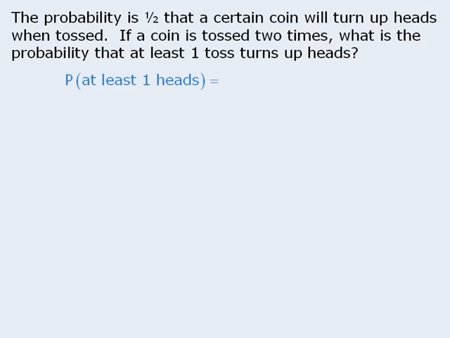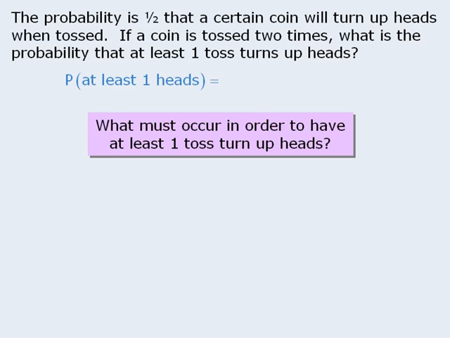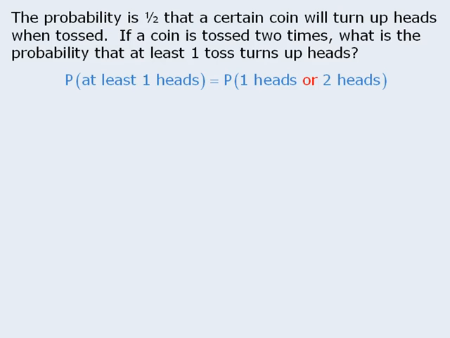To do this, we'll ask what must occur in order to have at least one toss turn up heads. Well, in order to have at least one heads, we would need to have the 2 tosses yield 1 head or 2 heads. So we can rewrite our probability as shown here. Now we can see that we have a probability question that involves the word or. We want to find the probability that this event occurs or this event occurs.